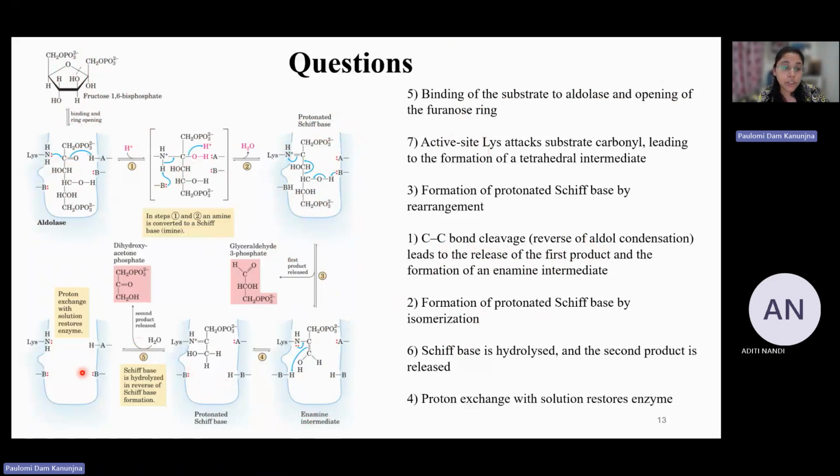And lastly, because you need your enzyme back, your proton exchange happens and your enzyme is back. So remember, the enzyme was bound to the substrate. You need the enzyme back. So your proton exchange happens and the enzyme is back in the solution, right?